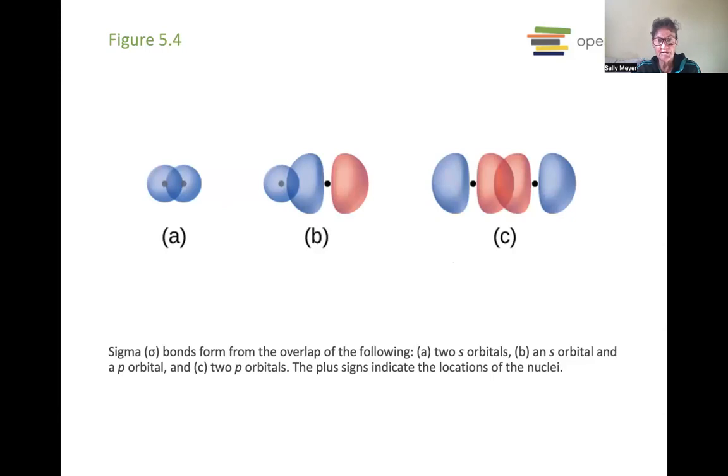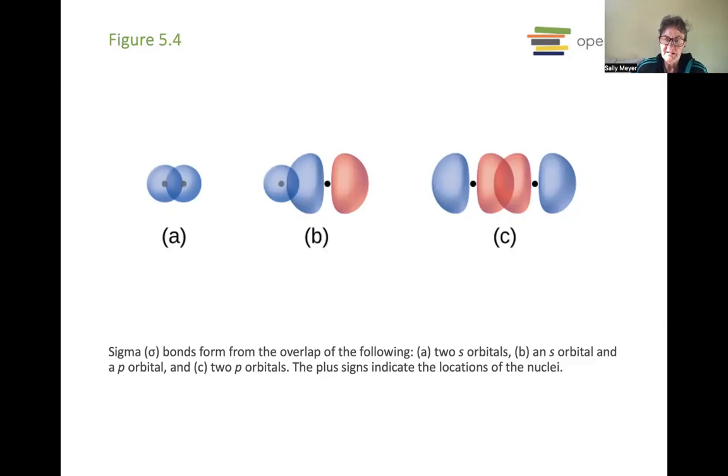This is a similar picture. This is showing you the idea of sigma bonds. So A would be our example of the hydrogen molecule, where each of the electrons on the hydrogens are in 1s orbitals. So when they overlap, you form a sigma bond.